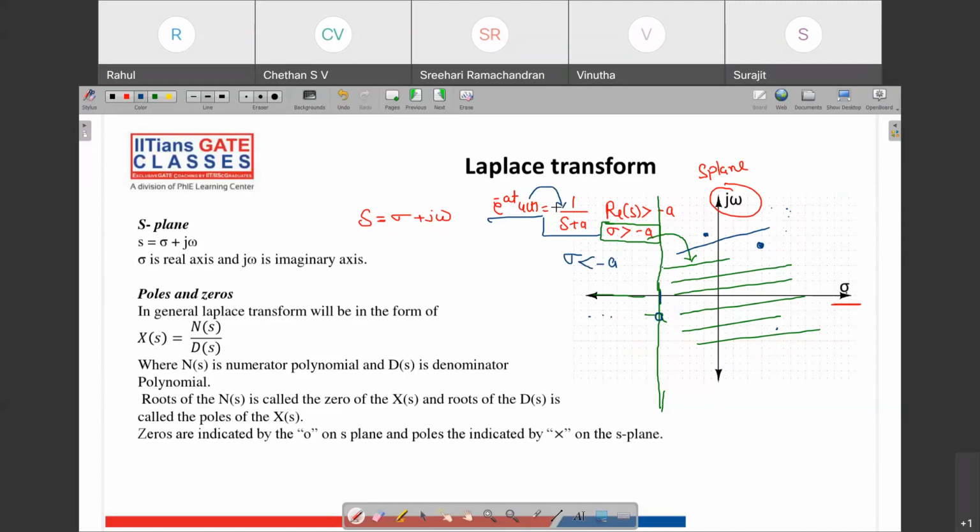So this region of convergence is important. We will see later on how it comes into the picture in the analysis of the system.